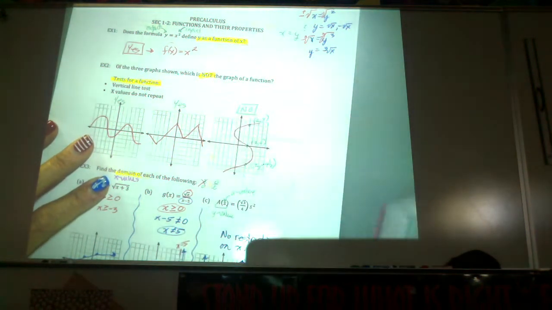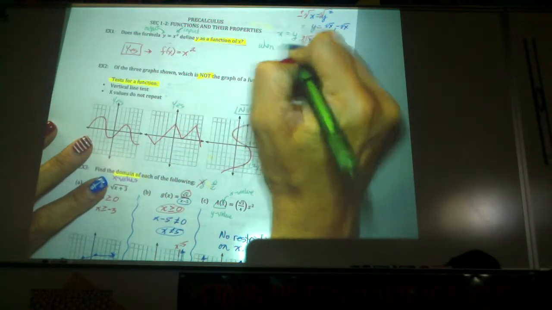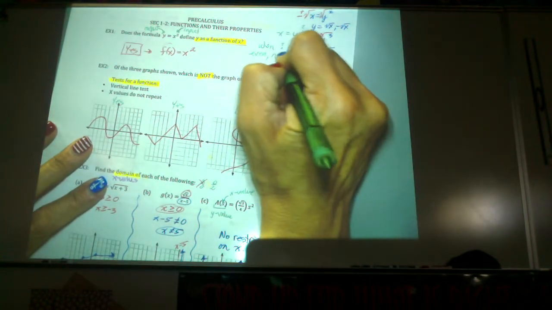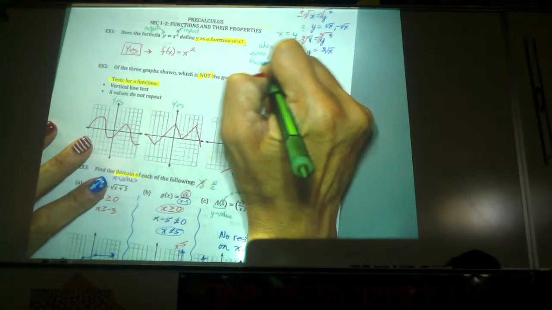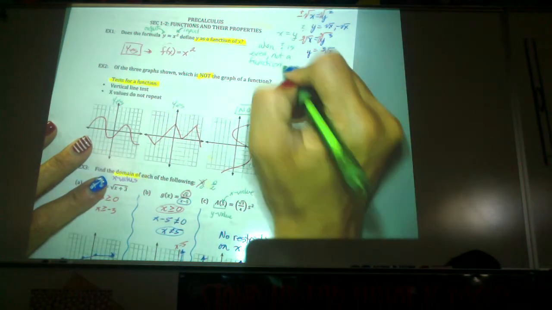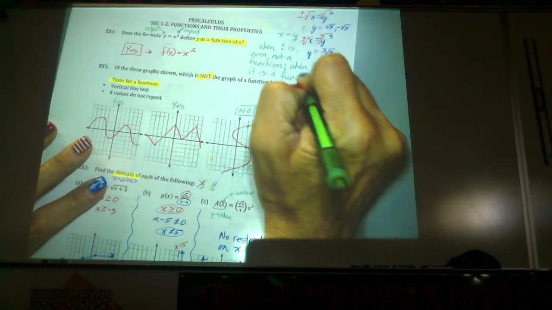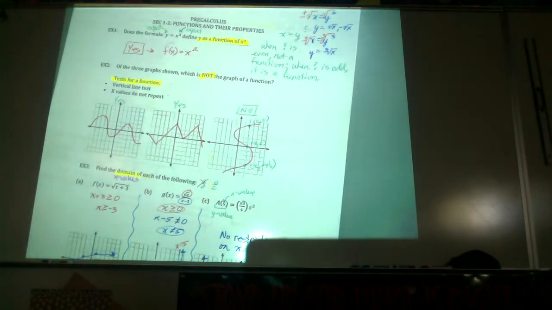So my point is, when the exponent is even, it's not a function. So your answer to those questions are going to be no. When the exponent is odd, it is a function. So that's only when you have x equals y to some power. Does that clear that up? Because I'm assuming you had questions on that.